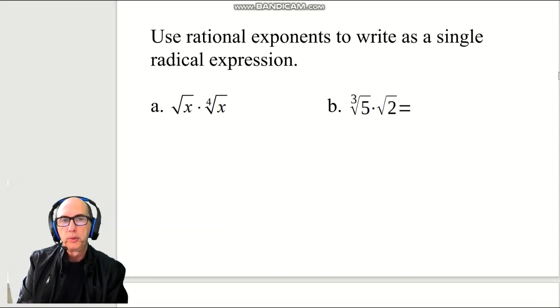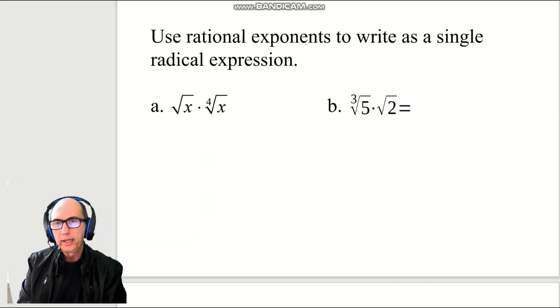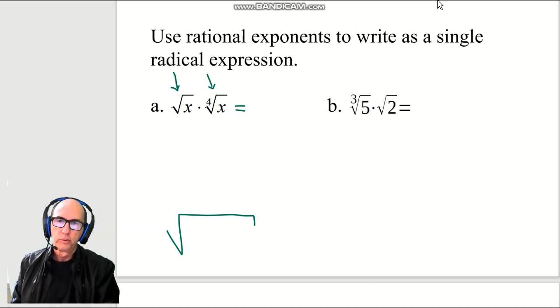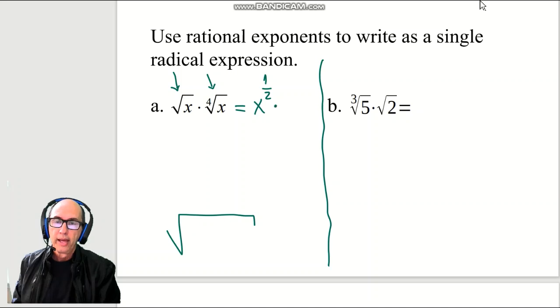Now use rational exponents to write as a single radical expression. We have two radicals, and we want to write everything under the same radical. Let's try to work this one out. The square root of x, we can rewrite as x to the power 1 over 2. 4th root of x, we write as x to the power 1 over 4. Now x times x equals x.